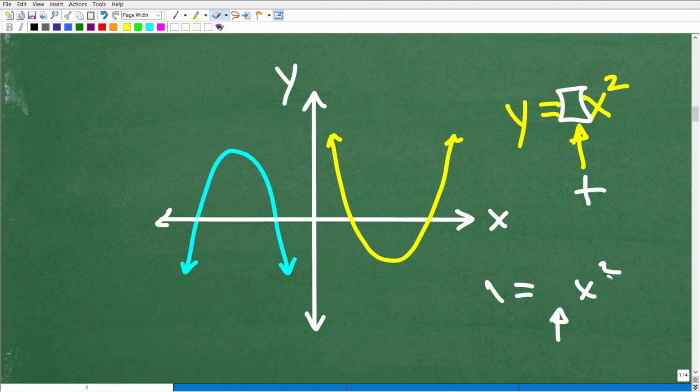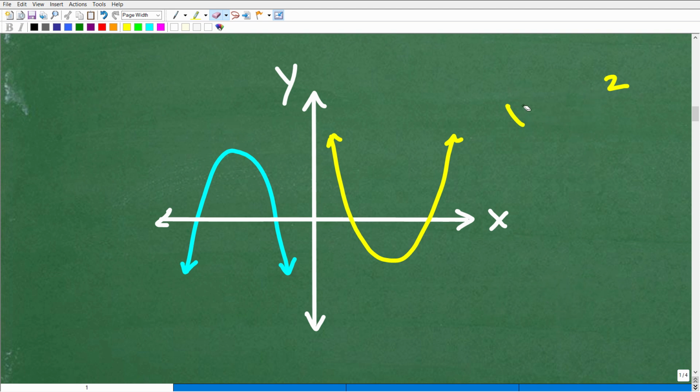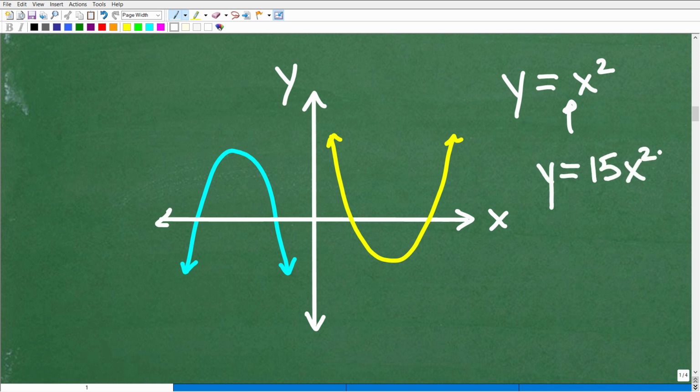And a few other things too about these parabolas, the graphs of quadratic equations. If I increase, let's just take y equals x squared. If I make the coefficient a large number, the graph becomes skinnier. So in other words, if I had y equals 15x squared, that parabola is going to be positive, happy, and it's going to be very, very kind of skinny like so.